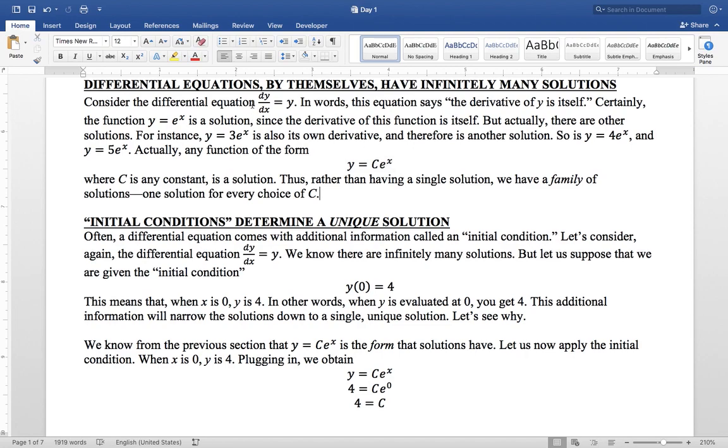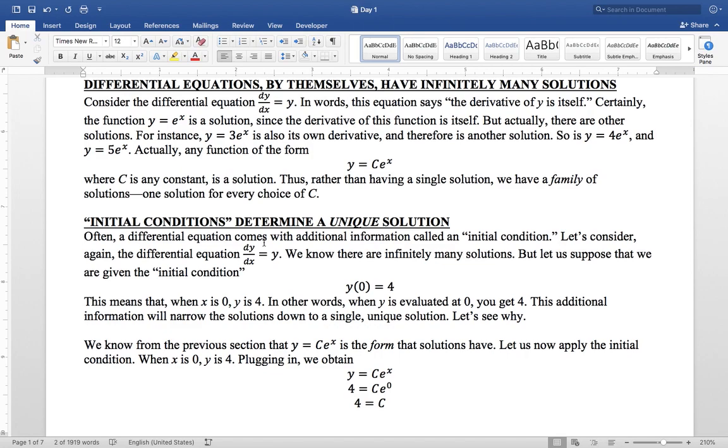Now, I want to emphasize that this is typical. It's nothing to do with this particular differential equation. Generally speaking, differential equations by themselves have infinitely many solutions. The solutions tend to be all related, like they all have a certain form, but there do tend to be infinitely many. However, if someone gives you not only a differential equation like this, but an additional piece of information called an initial condition, then that additional piece of information will uniquely specify one and only one solution.